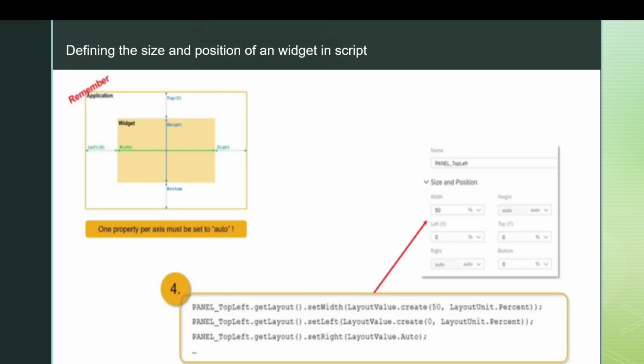So we use this scripting, that panel, that is panel_top_left, is our element, and we will use the function getLayout, and after this we will set the width of it by using the other functions and the percentage values.